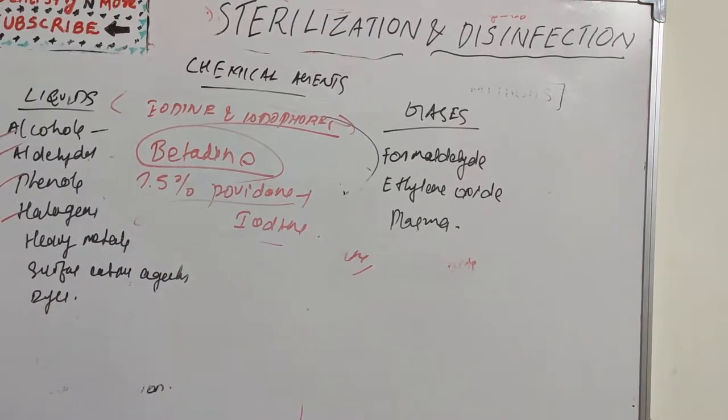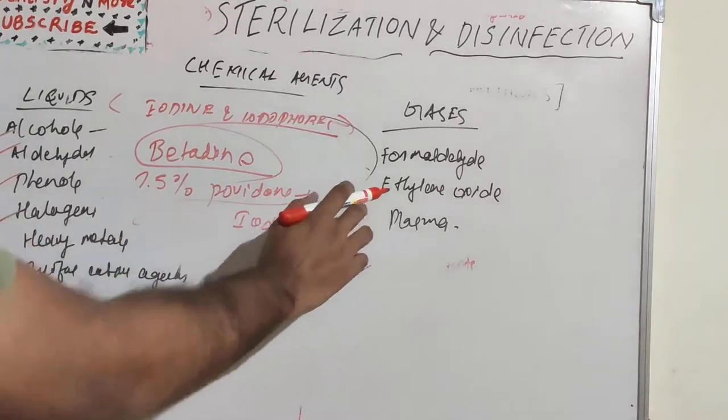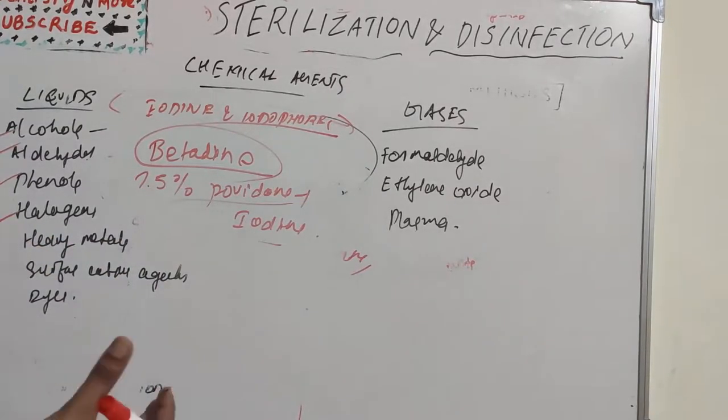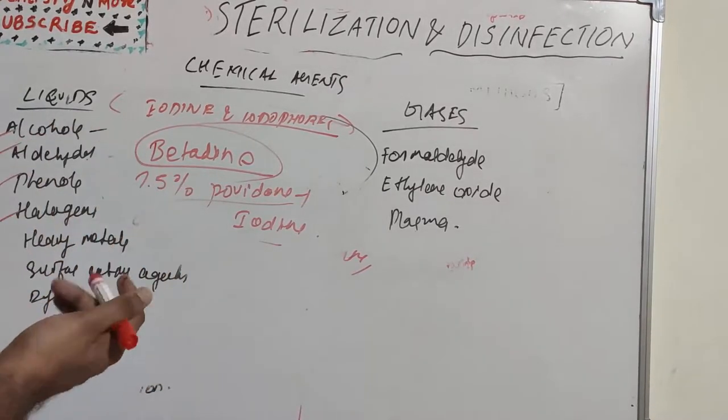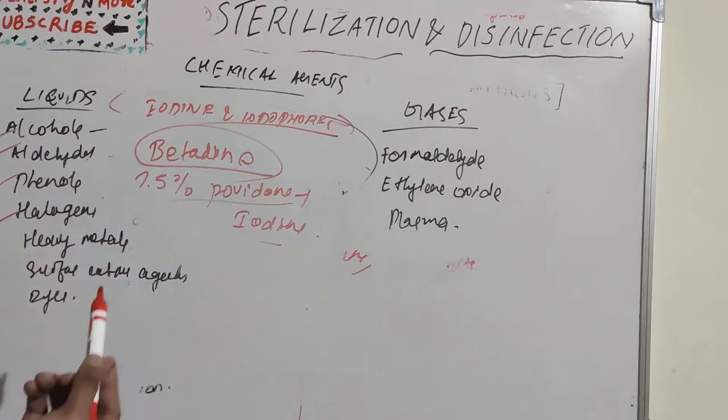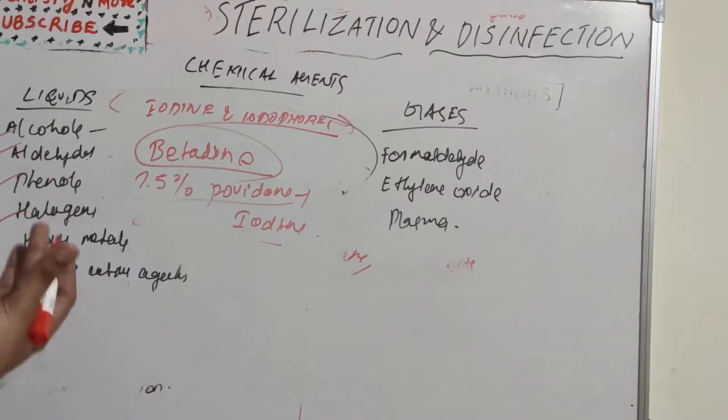Now we have a gaseous one, that is ethylene oxide. Ethylene oxide is highly inflammable and in concentration more than 3% is highly explosive, hence not used for fumigation of rooms. Mixed with carbon dioxide or nitrogen to eliminate its explosive tendency.